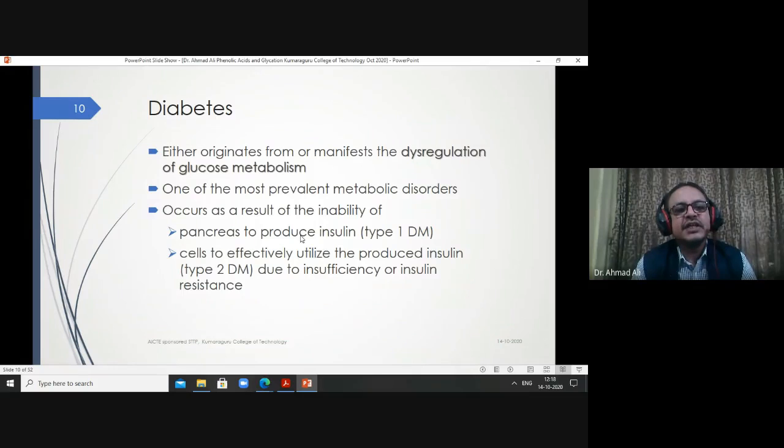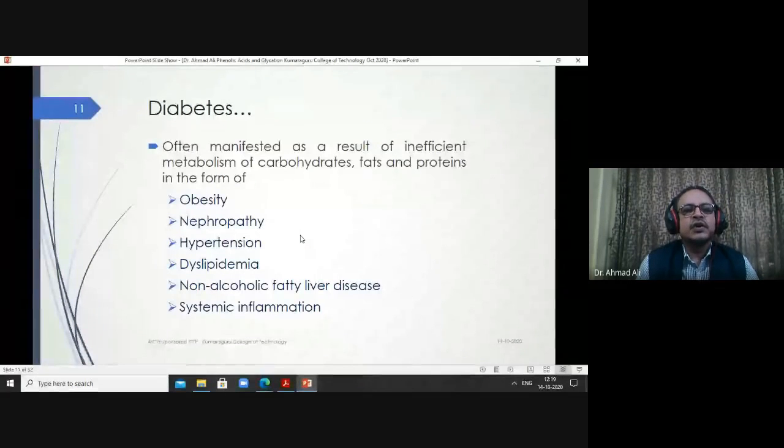So basically, if we look at the molecular level, diabetes originates from, or manifests, the dysregulation of glucose metabolism. And among the metabolic disorders, it is one of the most prevalent ones. The two conditions which lead to diabetes are divided into two groups, type 1 and type 2. They are divided into many other groups, but the two major concerns which affect the normal population are the inability of the pancreas to produce insulin, and the inability of the cells to effectively utilize the produced insulin. We call them type 1 diabetes mellitus and type 2. There are other types, like gestational and neonatal diabetes.